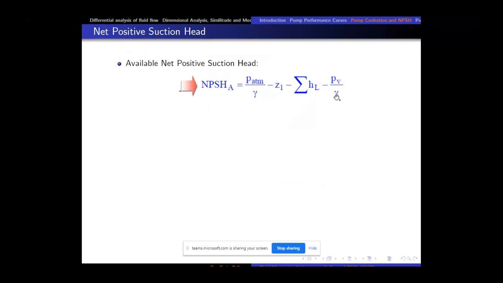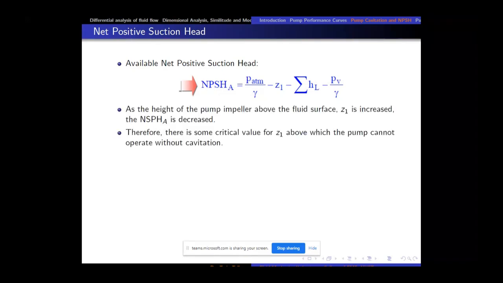And then what else can we do? We can decrease the vapor pressure. How can we decrease vapor pressure for a given fluid? If you remember, vapor pressure can be decreased if we decrease the saturation temperature. So if the fluid is cold, then the vapor pressure would be a little bit less. In that case as well, NPSH available would be more, and the possibility of cavitation would be less.